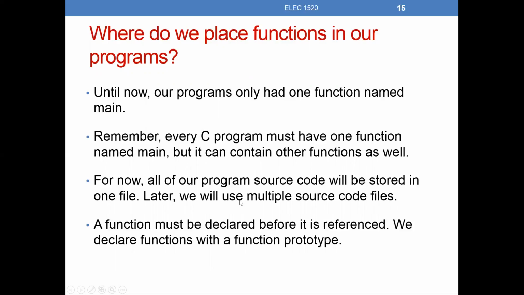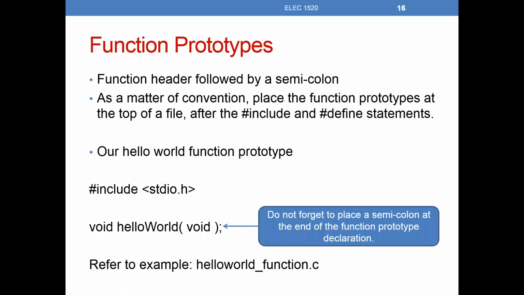So for right now, we're still going to write all our source code in one file. Later, we'll learn to use multiple source code files. But whenever we write all of our code in one file, we have to define a function. We have to declare it before we reference it, so before we use it. And we declare functions with a function prototype. The function prototype is simply the way we define the function, what we also refer to as the function header. Here's its return data type, here's its name, here's its parameter list. And then it ends with a semicolon. This just simply tells the compiler that the function exists.